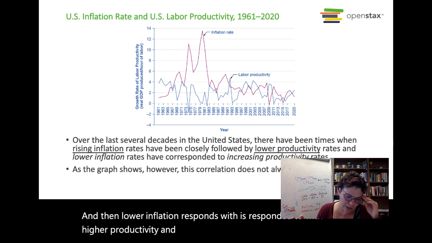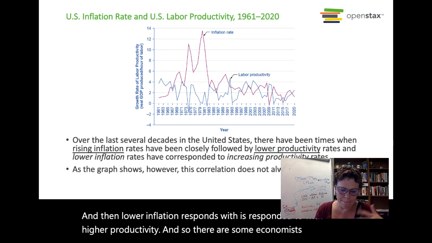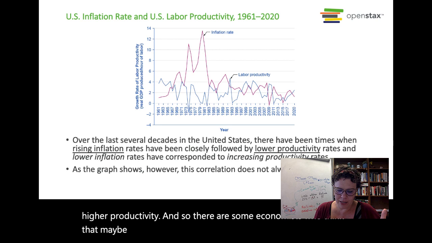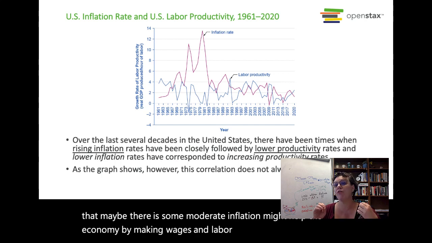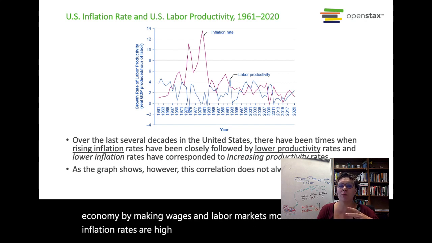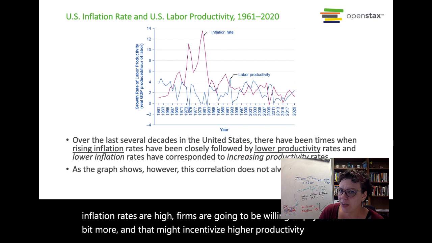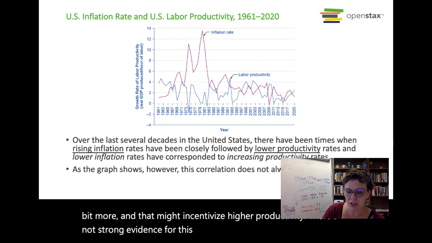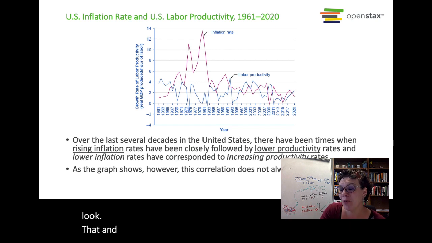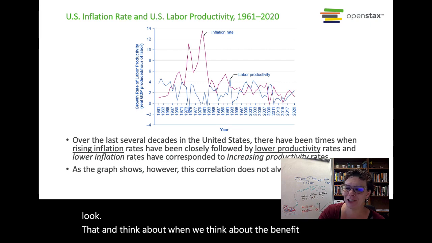And so there are some economists who think that maybe some moderate inflation might help the economy by making wages and labor markets more flexible. If inflation rates are high, firms are going to be willing to pay a little bit more, and that might incentivize higher productivity. There's not strong evidence for this, but it is one of the things we can look at and think about when we think about the benefits of inflation.